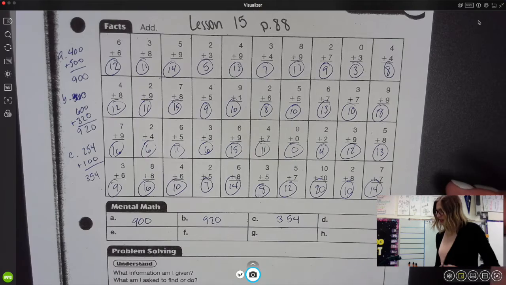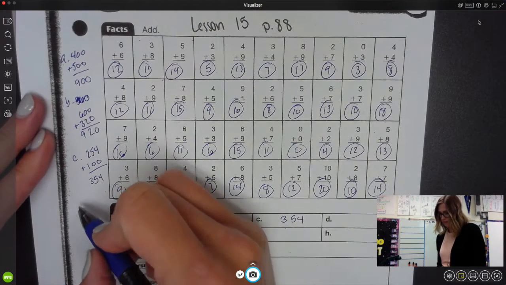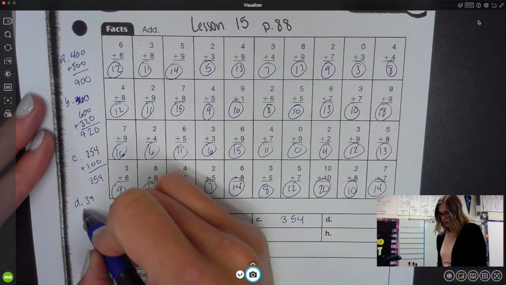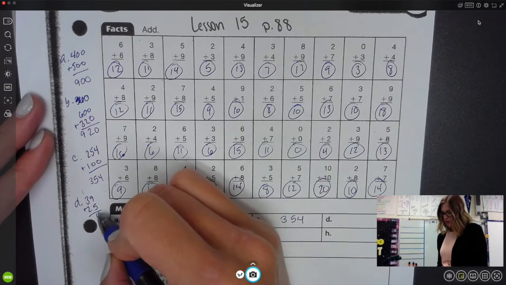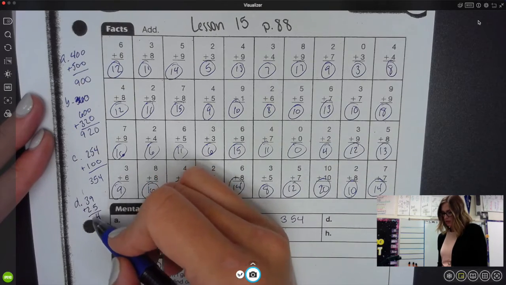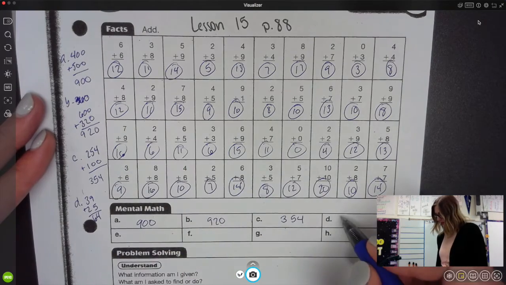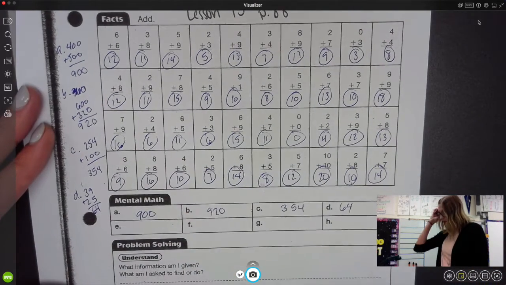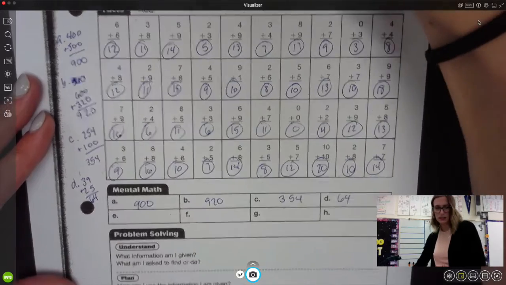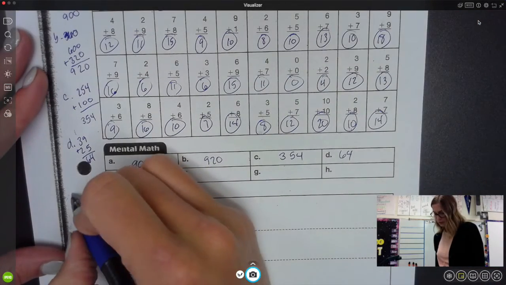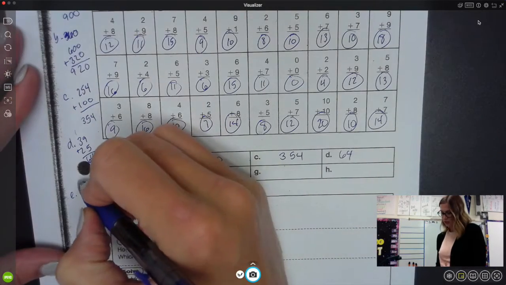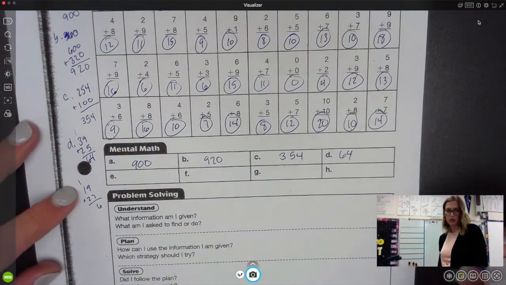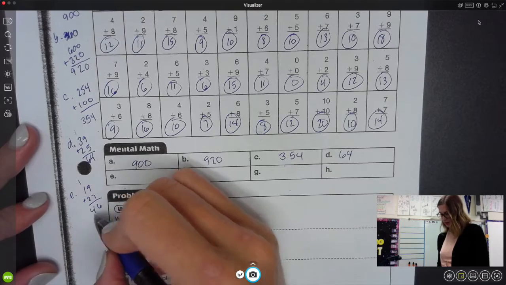Letter D says 39 plus 25. 9 plus 5 is 14. 1 goes up, 4 comes down. 1 plus 3 is 4, plus 2 more is 6, so you get 64. E says 19 plus 27. 9 plus 7 is 16. 1 goes up, 6 comes down. 1 plus 1 is 2, plus 2 more is 4, so we get 46.